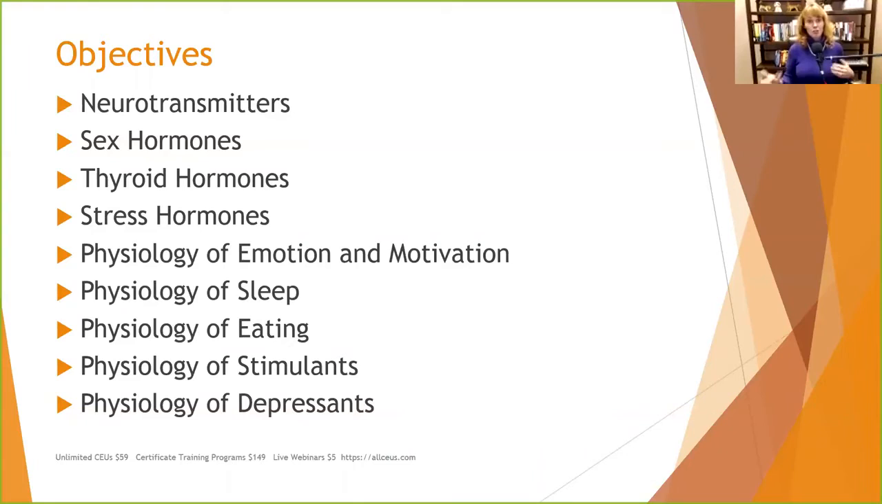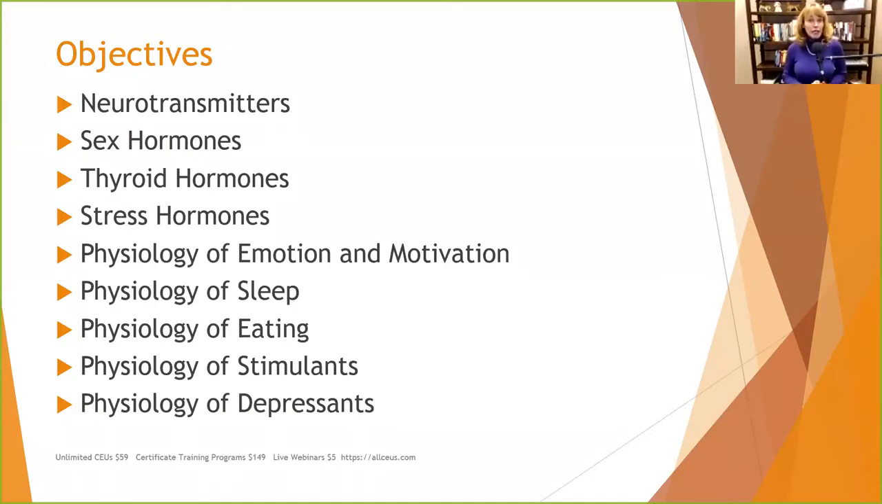availability of certain neurotransmitters. We're going to go on from learning about the different hormones and neurotransmitters to discussing the physiology of emotion and motivation. And again, we've kind of covered that, but we're going to go over it real quick again. We'll talk about the physiology of sleep, what happens during sleep, and what happens to those hormones and neurotransmitters when you don't get enough sleep.